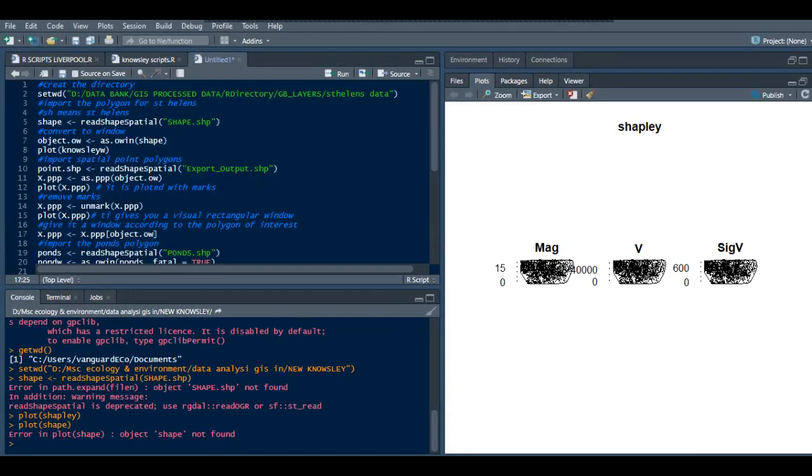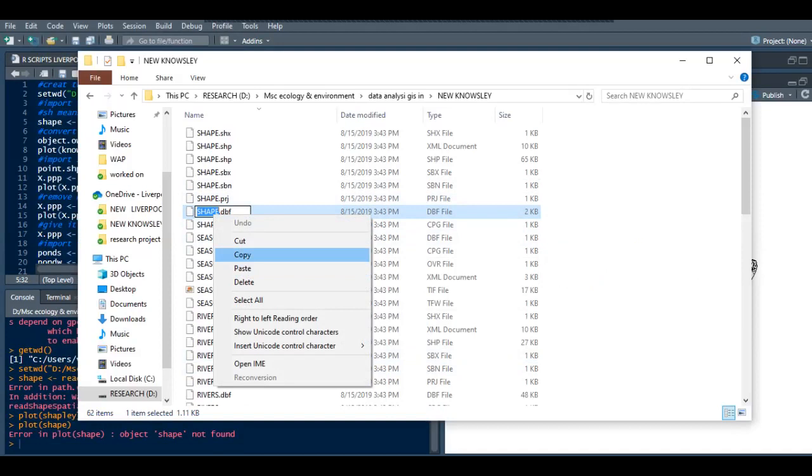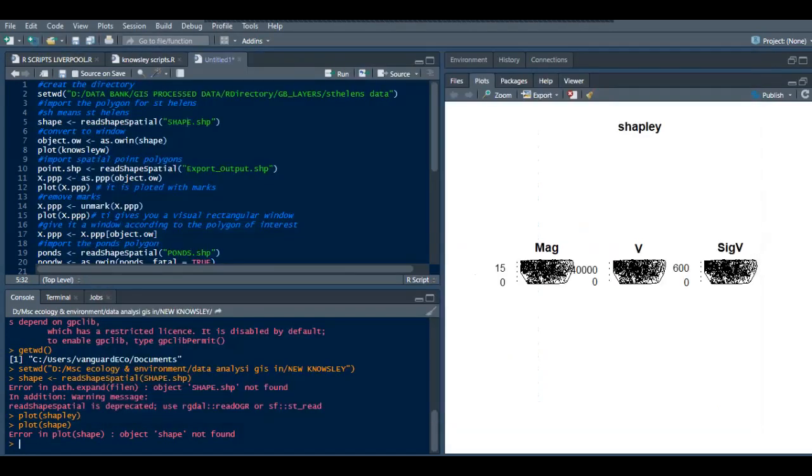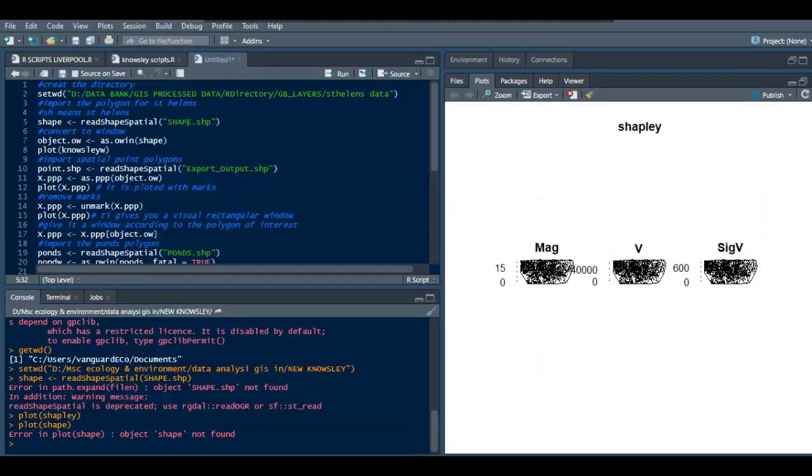Shape and SHP not found. Oh my God, what's the problem? We need to go back to our directory and say, I'll just rename this and just name this and then... I don't know why. Need to find out.